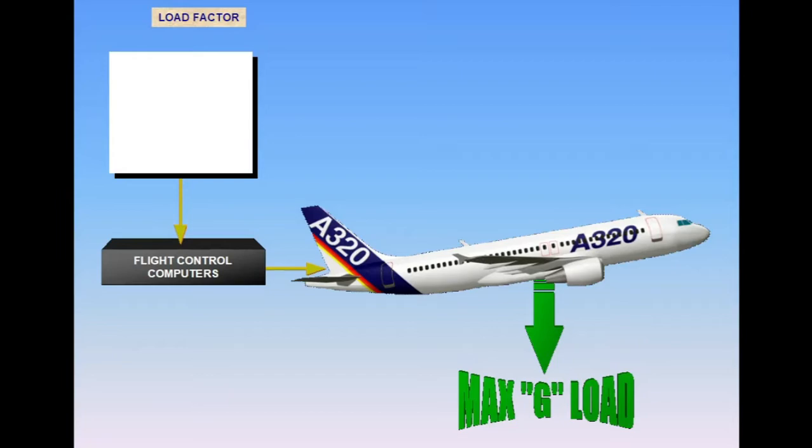The structural limitations vary with configuration. In clean configuration, between plus 2.5 G to minus 1 G. Flaps extended between plus 2 G to 0 G.